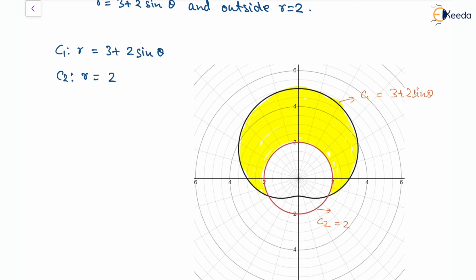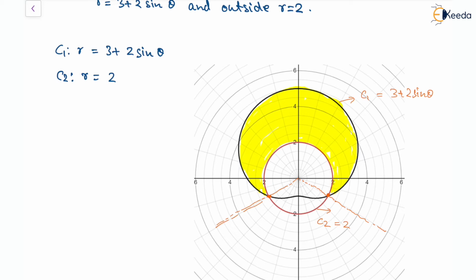So first of all, we need to see what are the angles here, like theta varies from in what range. So for that, we need to find the intersection point. Like we can see this is one of the limits and the other limit is here, as these two are the intersection points. So we'll have to find the intersection points.